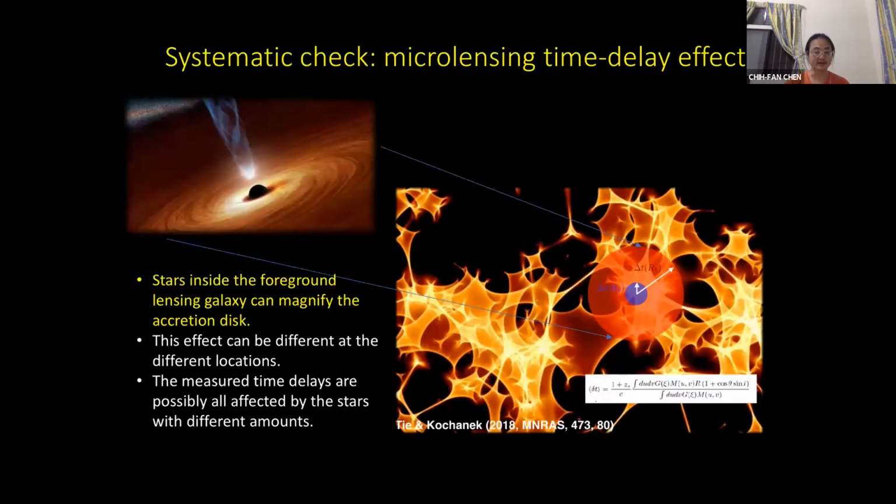Another systematic check we have done is the microlensing time delay effect. In 2018, Tie and Kochanek proposed that if the quasar accretion disk can be described by a lamppost model, which means that the variation of light emitted from the center can heat up the accretion disk coherently depending on the distance to the center. Since the caustic generated by a star inside the foreground lensing galaxy has a similar size to the accretion disk, it can magnify the light from the accretion disk and increase its light contribution, which has a delay of 1 or 2 days depending on the distance from the quasar center. So it contributes to the total light curve. It can shift the light curve and increase the uncertainty on the time delay measurement.